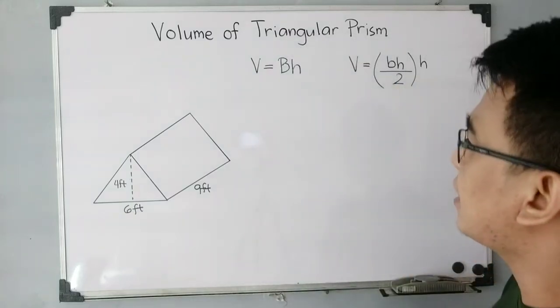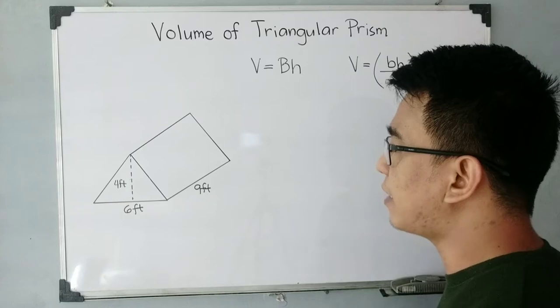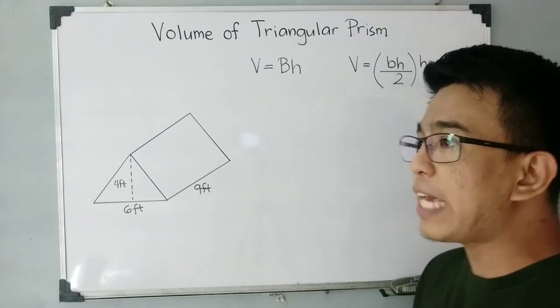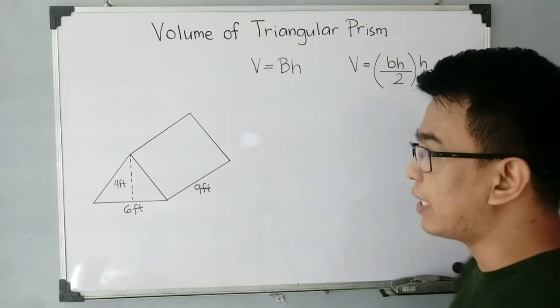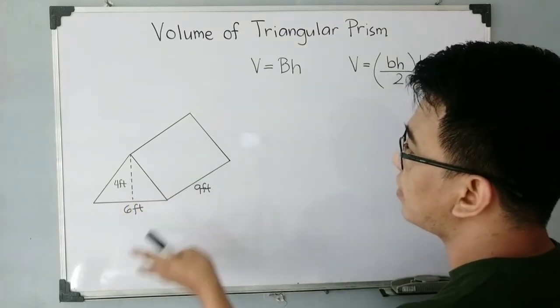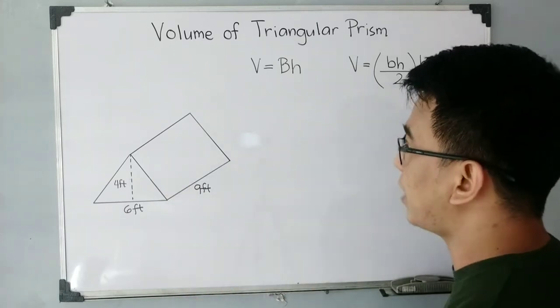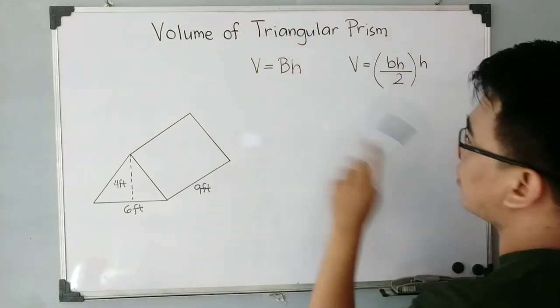So basically guys, this one is a triangular prism because the base of this prism is a triangle. We know that we are naming prisms according to their bases, and actually the base of this prism is a triangle. That's why this one is a triangular prism. Now, we have here two different formulas, but they are the same.